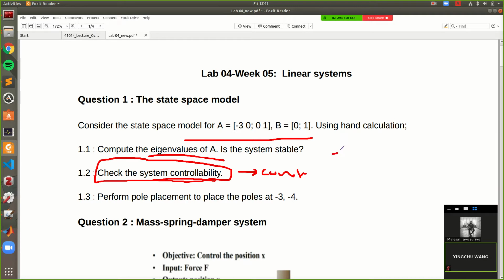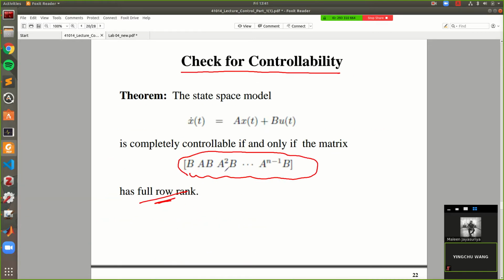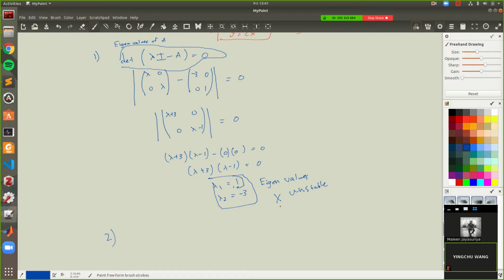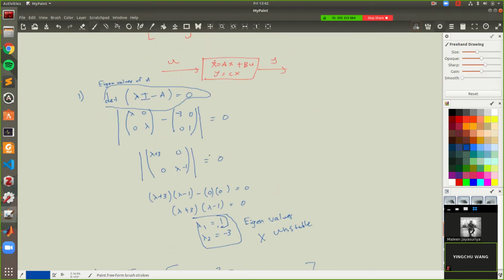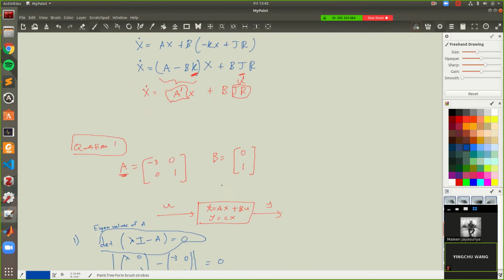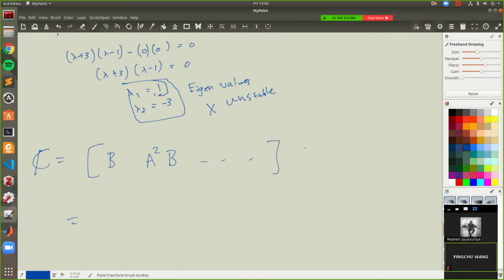That's minus 3, 0. Actually, I'll do it in Paint. B, AB, A squared B. To check controllability, you calculate the controllability matrix, which is B, AB, A squared B, and so on, depending on the size of your matrix. So what is our B vector? 0, 1. So that goes 0, 1.